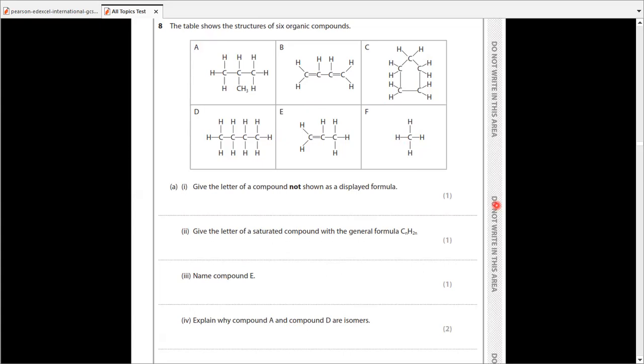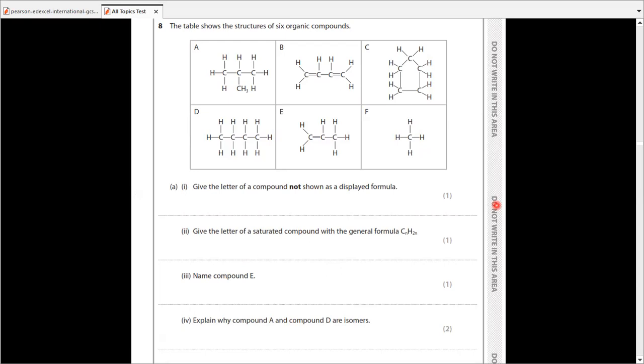Wait, C2H6. Okay, so it's not that. Oh, it's C, right? Okay. Then name compound E. Okay, so I can see that's unsaturated, so it's an alkene. It has 3 carbons, so it's meth, eth, pro. Would it be propene?